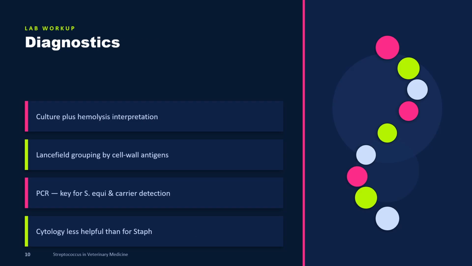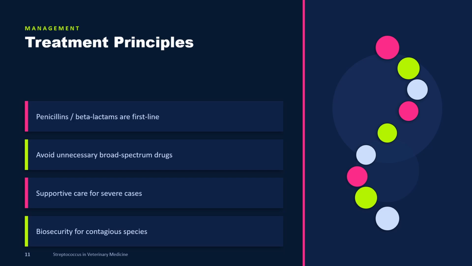Hemolysis patterns give you early clues, and Lancefield grouping can help identify species based on cell wall antigens. PCR is especially useful for Streptococcus equi, both for diagnosing active infection and identifying carrier animals. Cytology is less definitive than with staph because streps can be harder to visualize and interpret, but it can still support your clinical suspicion.